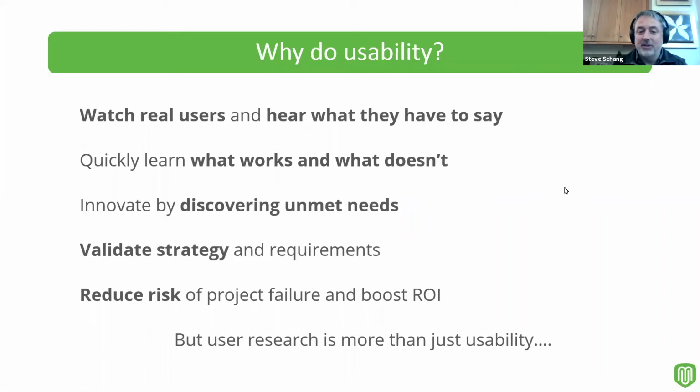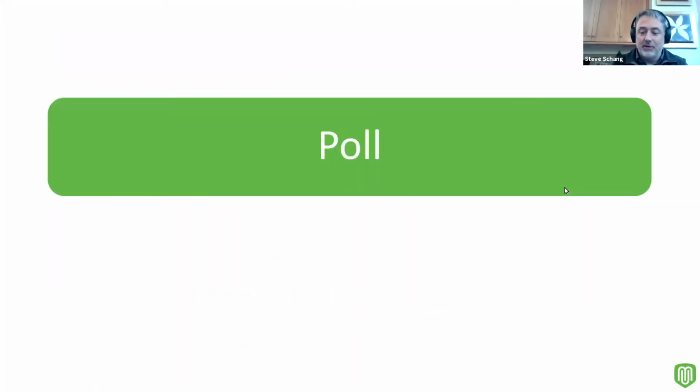It's a great way to validate your strategy and your requirements because you can determine if what you're designing actually meets the business needs, if people can actually use it and get through it. And also, it's a great way to reduce risk and project failure because you can identify problems up front. And hopefully, if you're doing usability early in an iterative fashion in your design process, you can fix problems and test those fixes before you get through to the end. But user research is more than usability.